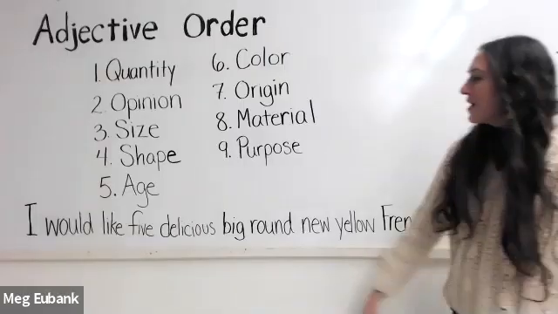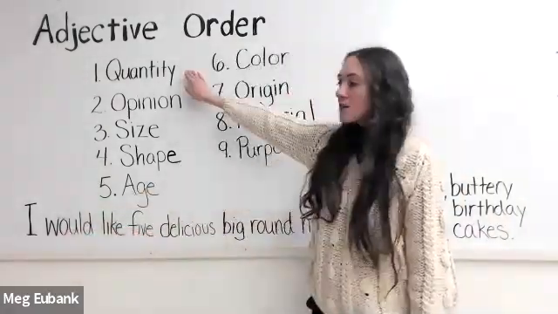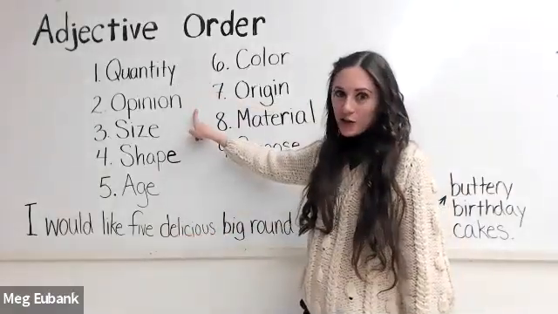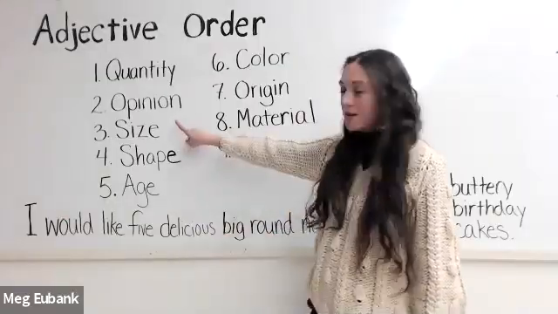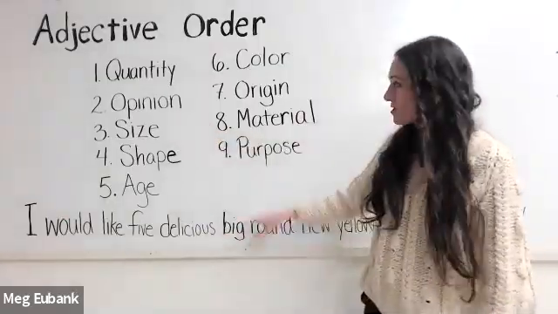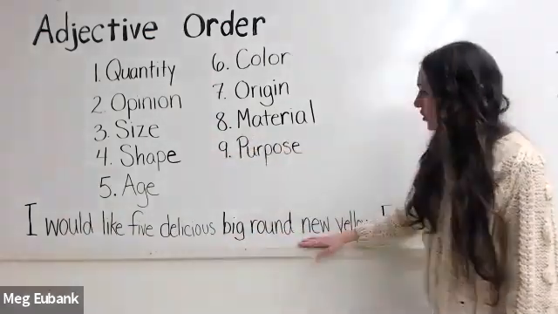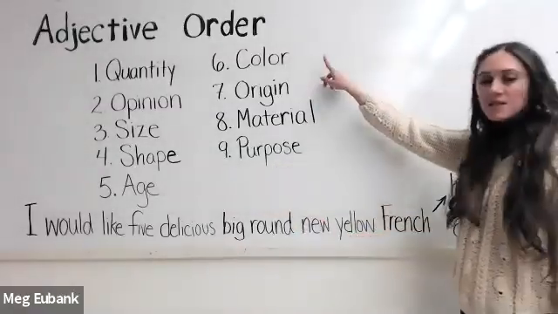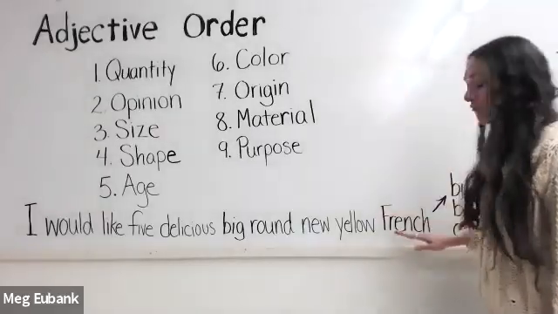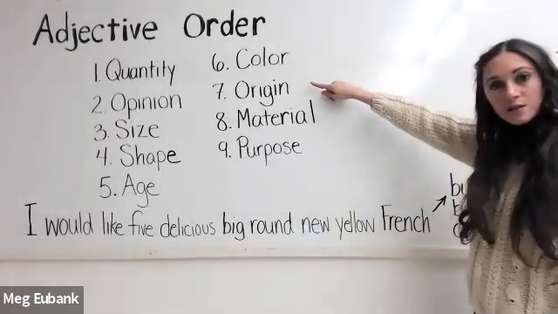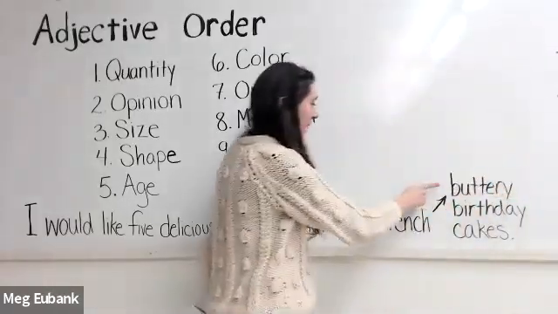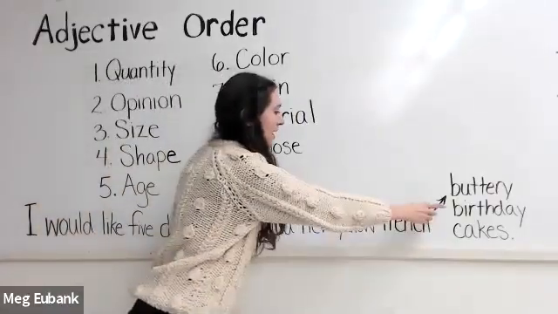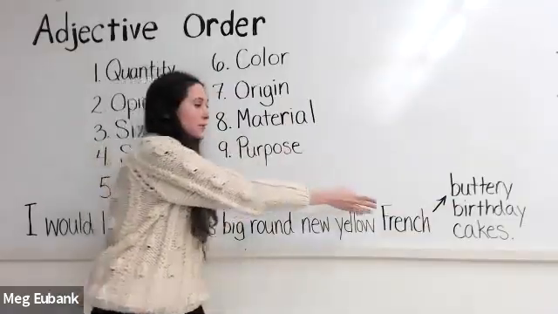I would like 5, that's a quantity or a number. Delicious, that's my opinion. I think they're delicious. Big, the size. Round, the shape. New, the age. I don't want old cake, I want new cake. Yellow, that's the color that I want the cake to be. French, that's the origin, so it's coming from France. Buttery, that is the material, it's made out of butter. And birthday, that's the purpose, birthday cakes.